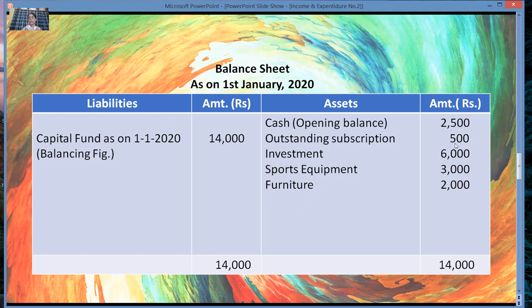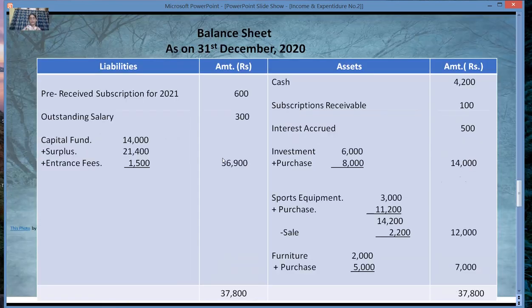Any amount relating to previous year received during the year indicates that it was outstanding at the beginning of the year. So any income outstanding is always an asset. We have nothing with liabilities, so it will be asset minus 0, so 14,000 is your capital fund. Okay children, so this is how you calculate your capital fund. After this we prepare the normal balance sheet.